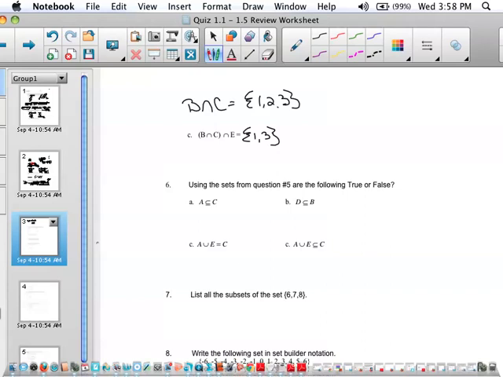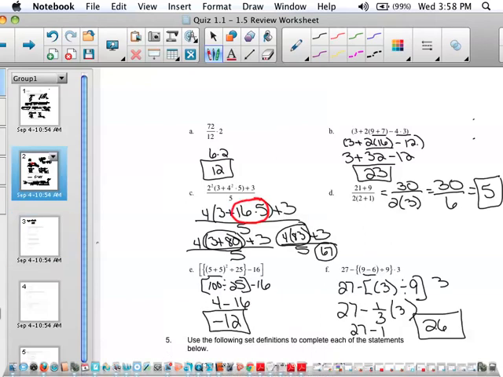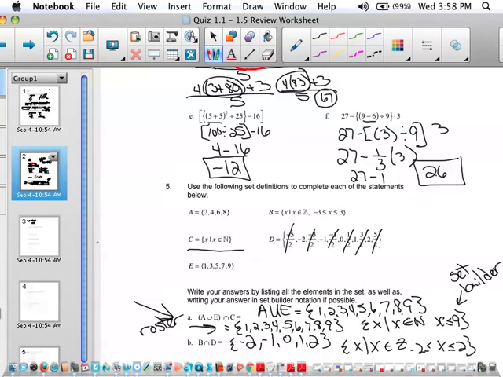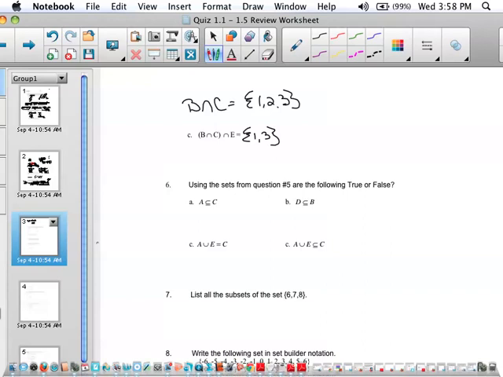Now, using the sets from question 5, are the following true or false? Is A a subset of C? Remember, in order for a set to be a subset of another set, every element in that set must be in the set you're looking at. So let's look back at A and C. So is every element from A in C? C is the set of natural numbers. We have 2, 4, 6, 8. Yes, that's true. Every element in A is in C, so that would be true.